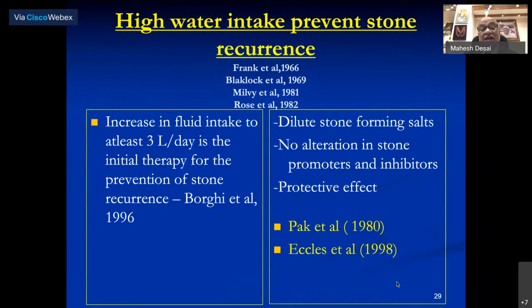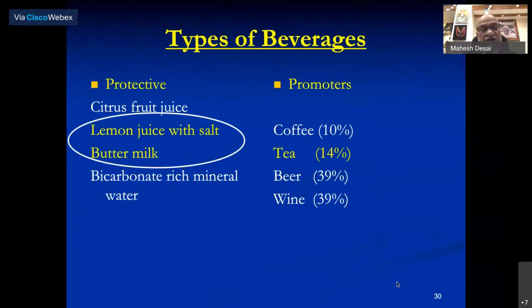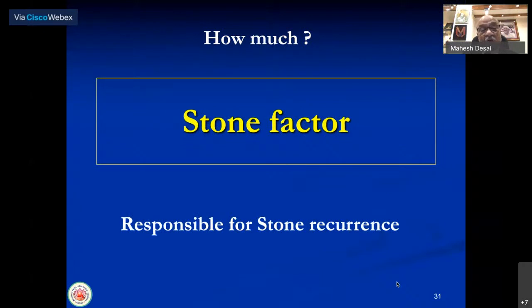Usually 3 liters per day is recommended, and dilution is the most important. The most common beverages we used, which were protective, are lemon juice with salt and buttermilk. While the promoters were, of course, tea, and beer and wine, though Gujarat is a prohibited area. So how much is the stone factor responsible for stone recurrence?